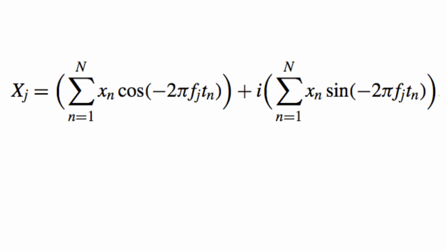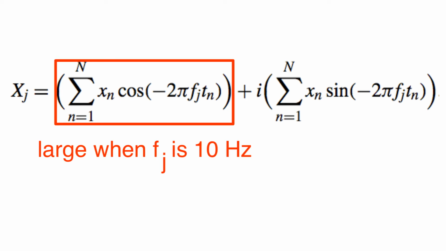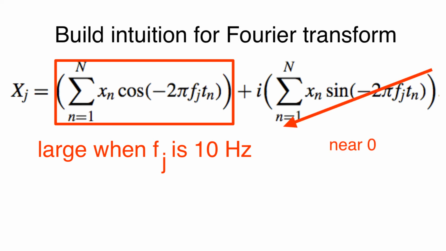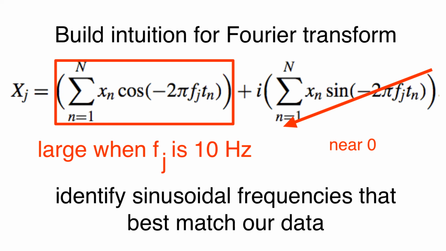In this case, the real part of big X sub j is large because the cosine function with frequency f sub j equals 10 Hz and the data x match. Repeating this analysis for the sine term, you'll find that it's near zero. In this way, the Fourier transform helps us identify the sinusoidal frequencies that best match our data.